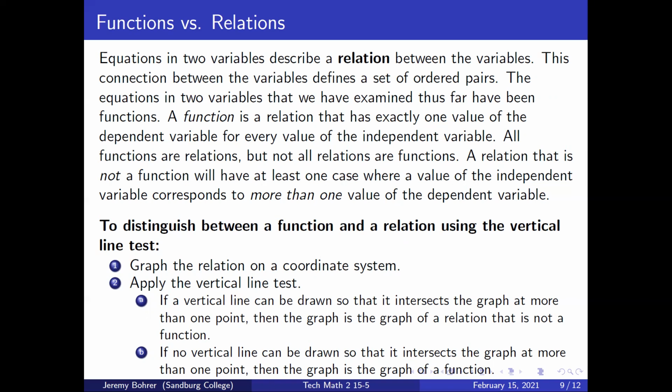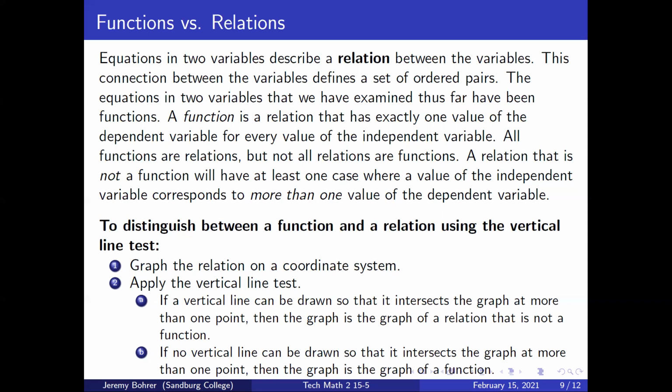A relation that is not a function will have at least one case where a value of the independent variable corresponds to more than one value of the dependent variable. To distinguish between a function and a relation using the vertical line test, first, graph the relation on a coordinate system. Second, apply the vertical line test.